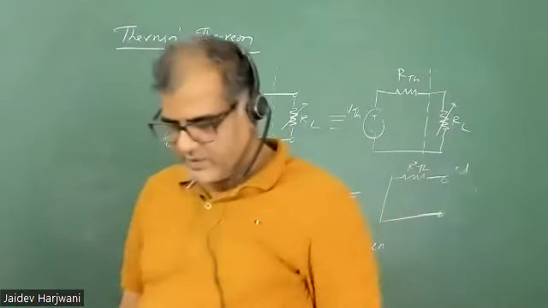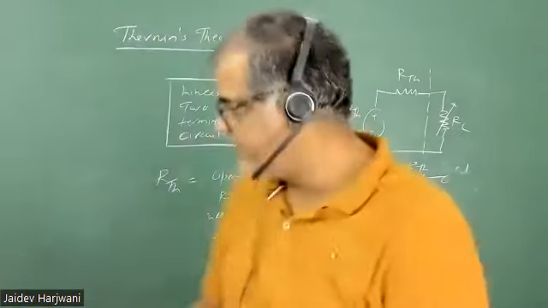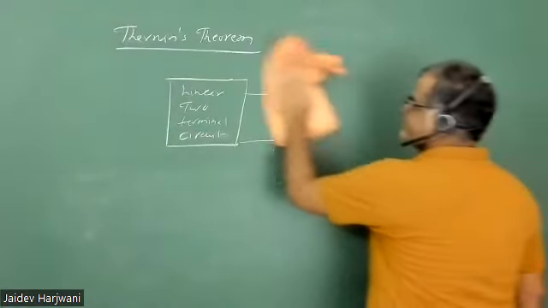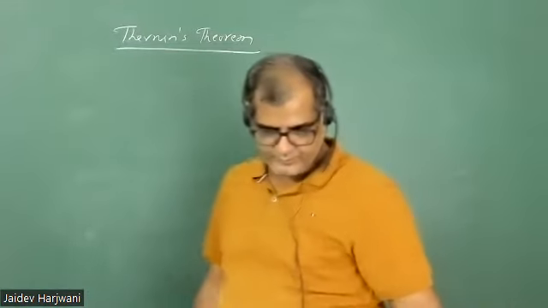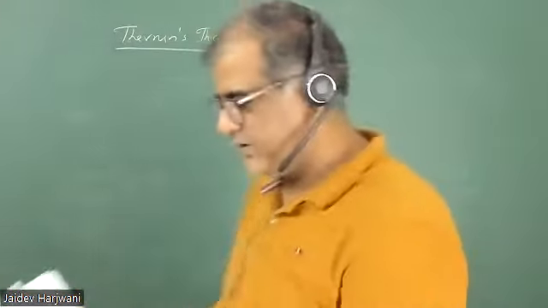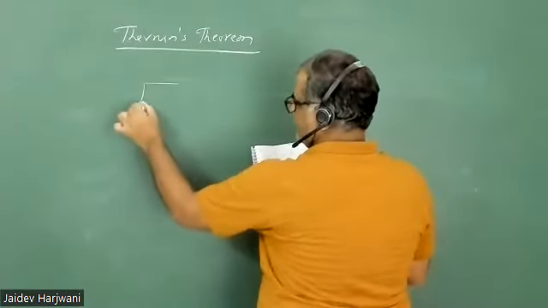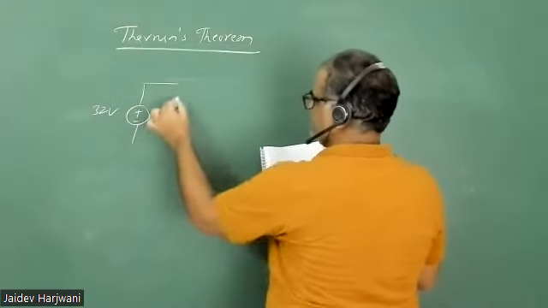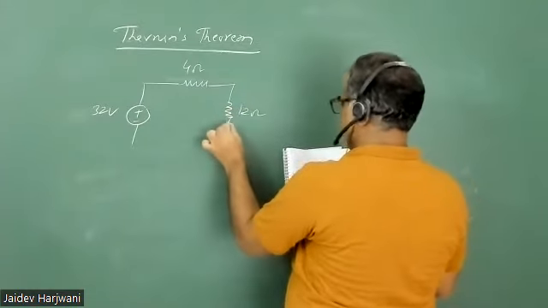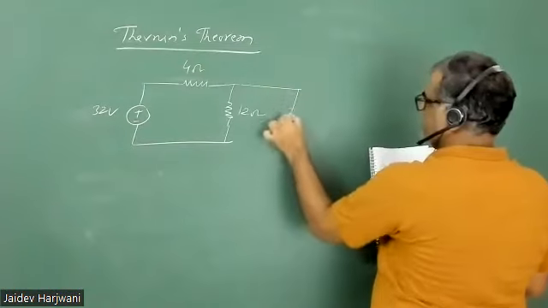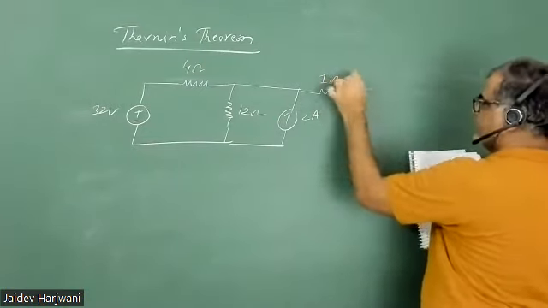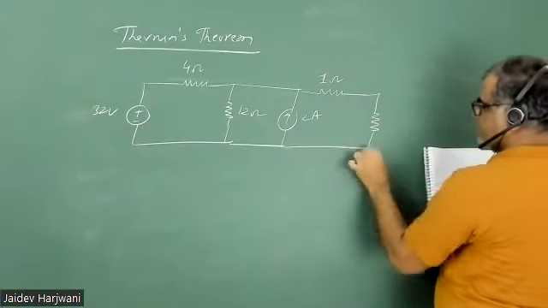Now let me show this with an example. So you have been given a 32 volts source, 4 ohm, 12 ohm, 2 ampere. This is your 1 ohm, and this is your RL.